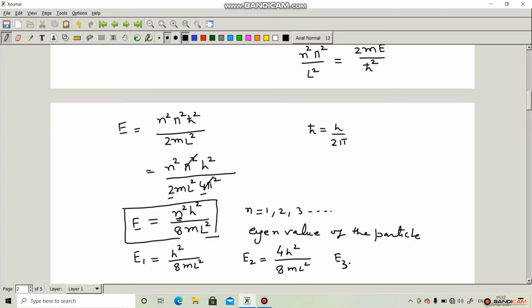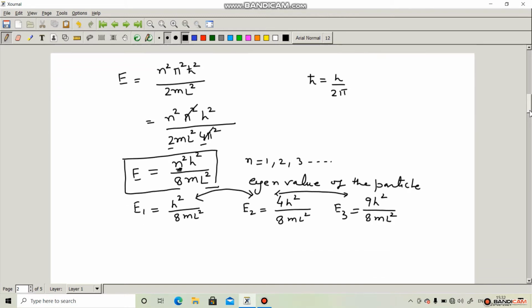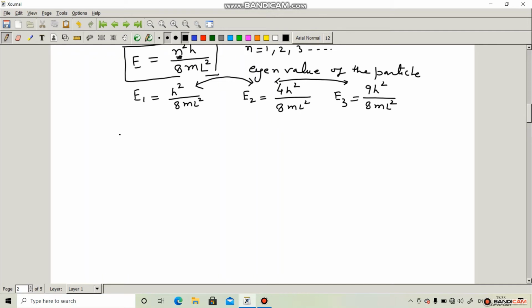At the third level, n becomes 3, meaning 3 square, 9 h square upon 8 m L square. And we can see that the difference of the first two energies is 3 h square upon 8 m L square, and the difference of the next two levels is 5 h square upon 8 m L square. It means the energy difference is continuously increasing. Now we can find out the eigenfunctions.